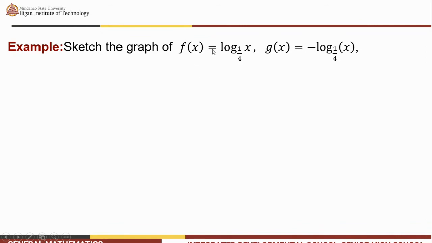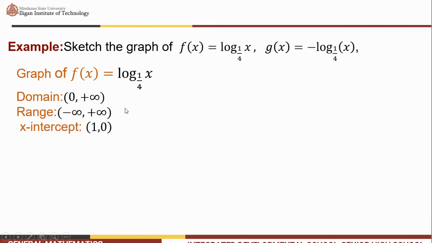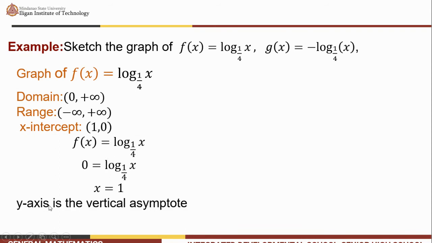So for example, we have here function f, which is this one. And function g, na-observe natin sa function g, mayroong negative na nasa labas. So you have negative log with base 1/4 of x. So we already solved this one. For our domain, we have 0 to positive infinity. For the range, we have the set of all real numbers. For the x-intercept, we have 1, 0. We have here the y-axis as the vertical asymptote.